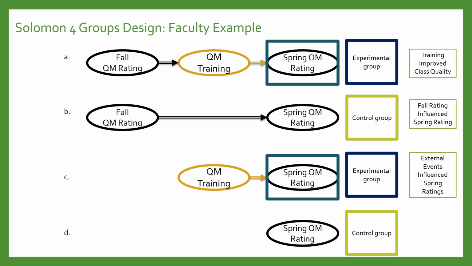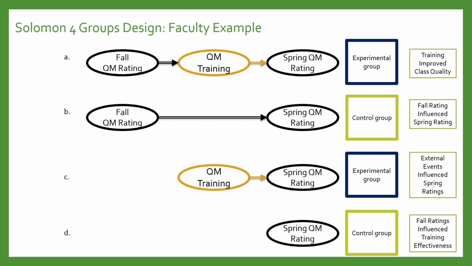If we see a large difference in the post-test for Groups A and C, then that means that getting feedback in the fall had an impact on the effect of the Quality Matters training. Maybe you're more attuned to the need for training if you got low ratings, or maybe you're less eager for training if you got high ratings to start with. So you can imagine the cost and the time associated with such a sophisticated design, but you can see with a practical example how it really does help you narrow down the causes of your dependent variable.